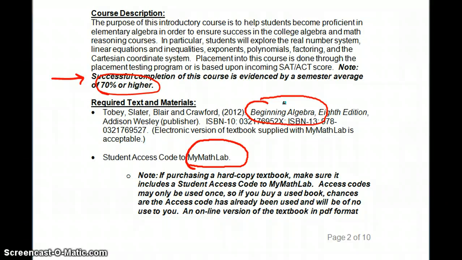So if you're okay with just using the online text, then you can save yourself some money. Then you won't have to buy the textbook, which is pretty expensive, and then turn around and buy the access to My Math Lab. So then you're not buying things twice. So think about that and decide what you want to do there.